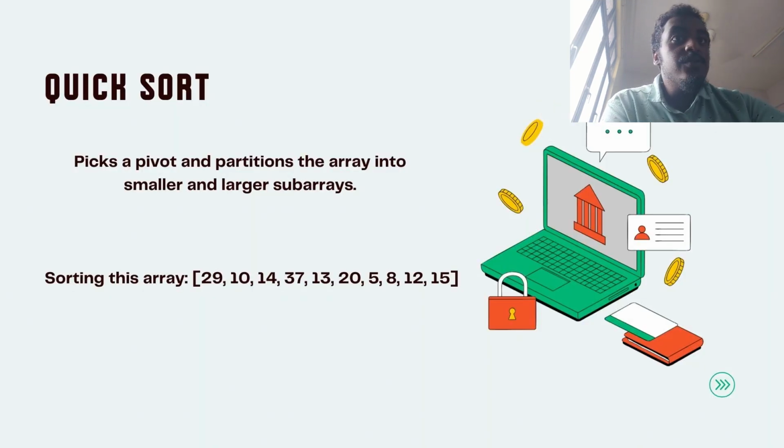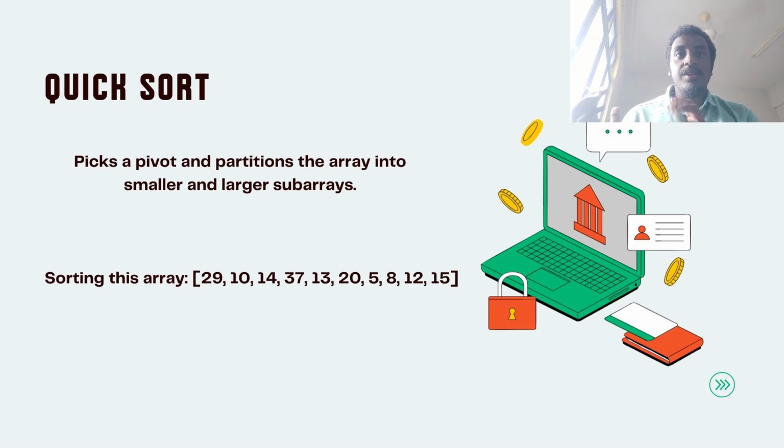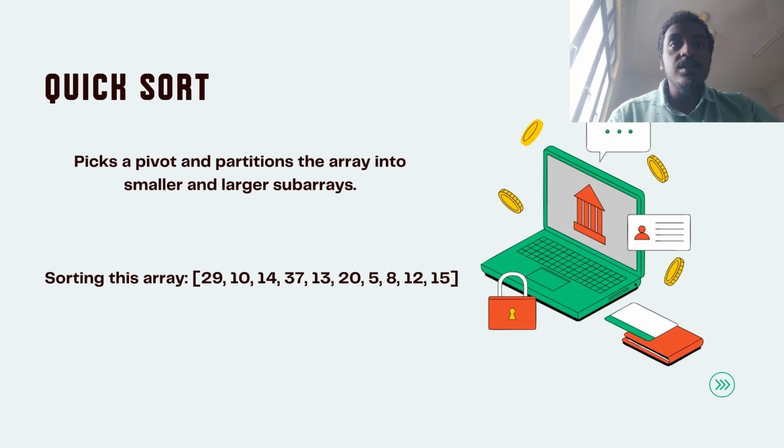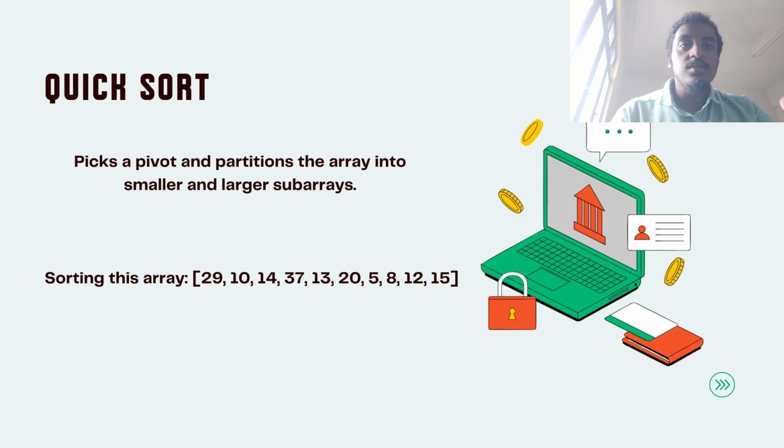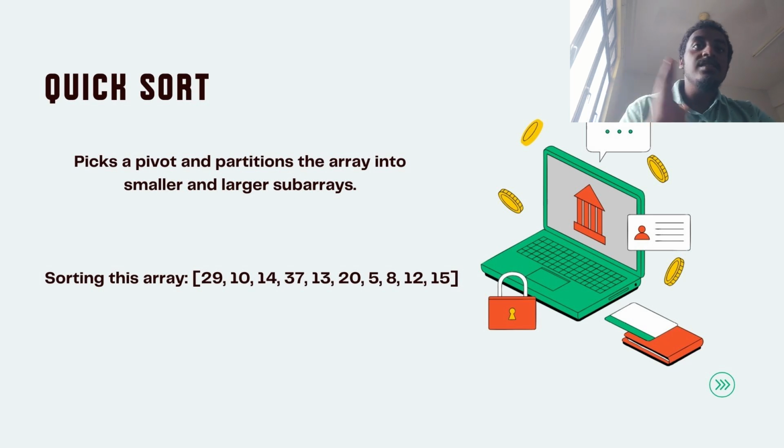Lastly, we have quicksort. The algorithm begins by selecting a pivot element. Let's suppose here we choose 13. It partitions the array into two parts, one with elements smaller than the pivot, and another with elements greater than the pivot. The pivot is now in its correct position. When we swap, this process is repeated recursively for the left and right partitions until the array is fully sorted.